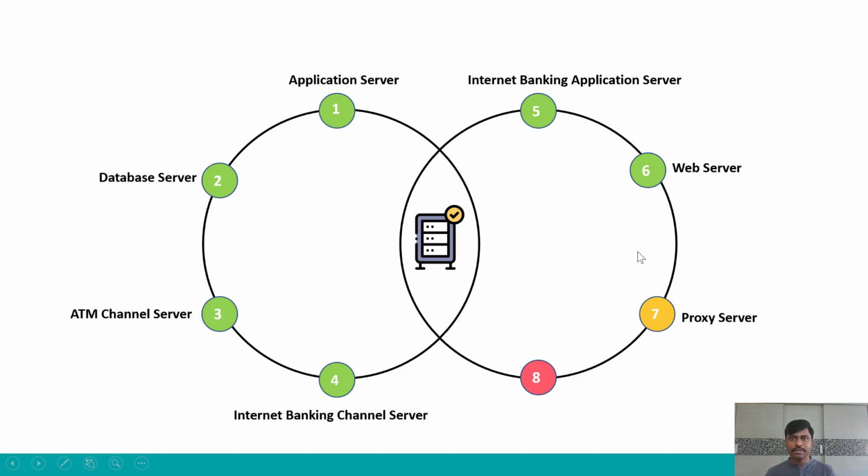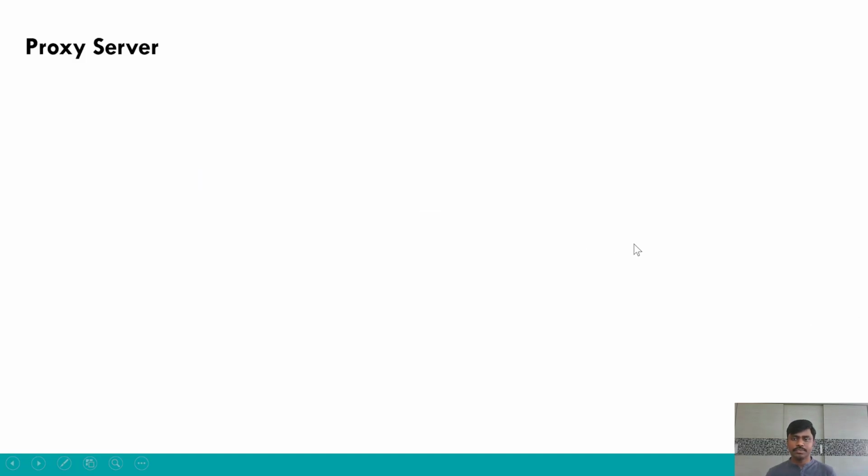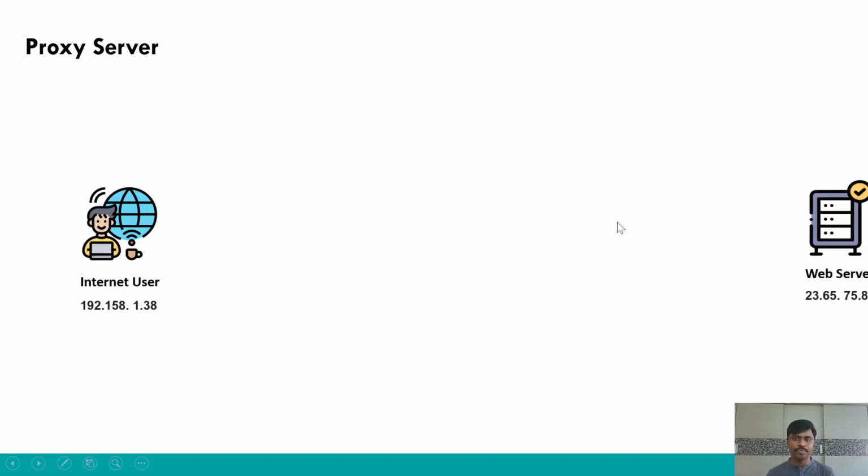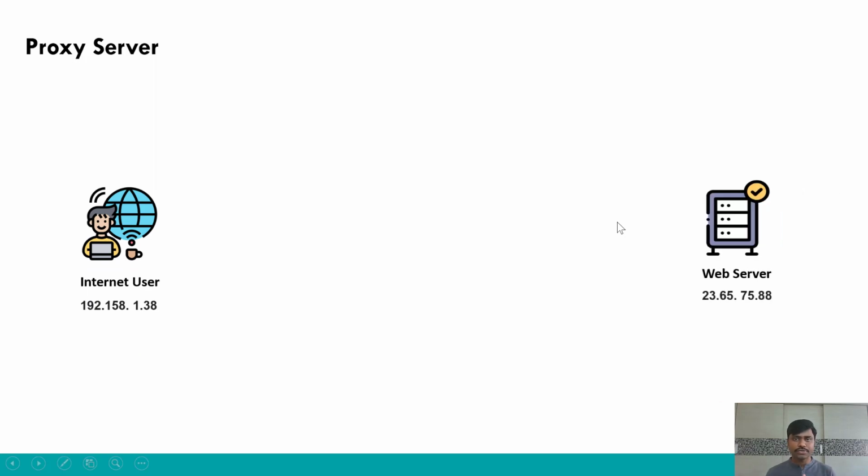Now the next server is a proxy server. This proxy server concept is generic in nature. It need not be in the banking environment. Even in a standalone environment, companies will have a proxy server. If you understand the objective of having a proxy server, then the same holds good for the CBS environment as well. Let's say there is one user trying to access a web server for a website.